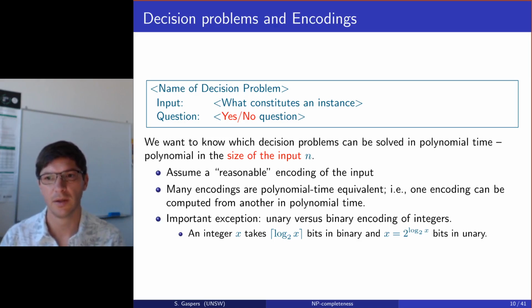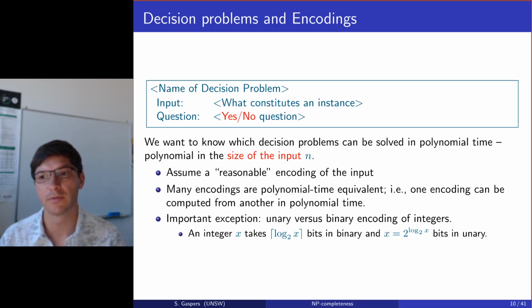For example, for a graph that has n vertices and m edges, we will say that the input size is of the order n plus m. Many encodings are polynomial time equivalent, because in this lecture we want to know what can be computed in polynomial time, and so often it's not crucial how exactly the input is given, because several encodings of the same thing can be translated to each other in polynomial time. There's the important exception, of course, of the unary versus binary encoding of integers. Encoding an integer x takes log x bits in binary, but 2 to the power of this in unary. So we'll assume a binary encoding of integers.